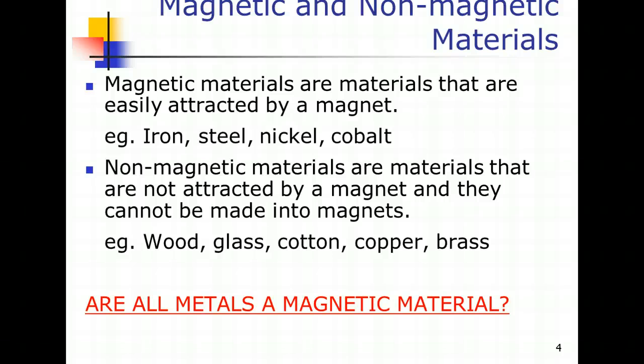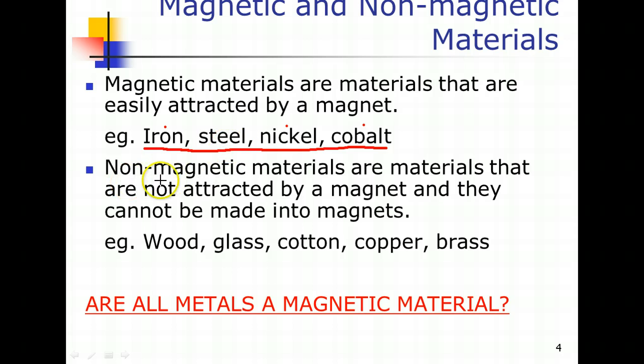Now for O-levels purposes and for a lot of common cases, you'll find that these are the 4 materials or metals that are magnetic, meaning that they have a magnetic property: iron, steel, nickel, and cobalt. Take note, iron, nickel, and cobalt are actually metal elements, and steel is actually an alloy of iron.